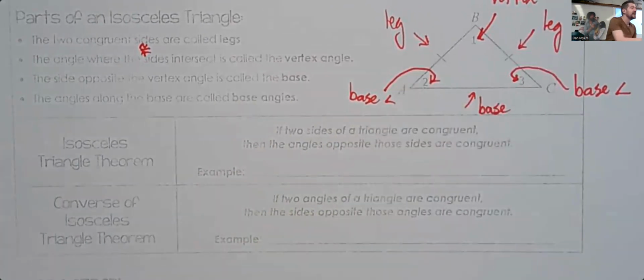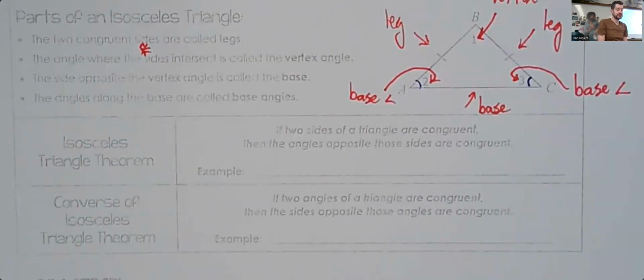So what we're saying is, if you have an isosceles triangle, then the base angles are congruent. So what we're going to say for this, we'll look for an example. How do we want to write that?